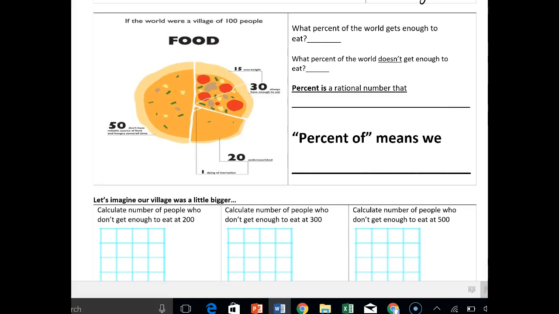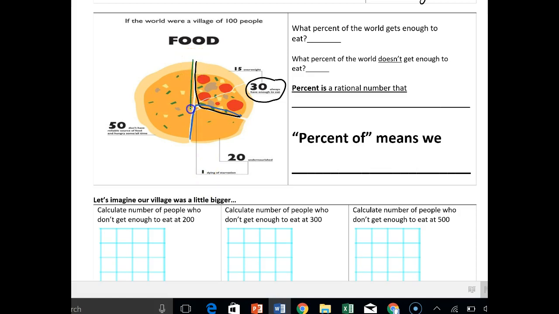If we take a look at this pizza, it's actually a graph, right? And it says if the world were 100 people, 30 people would always have enough to eat, and 15 of those 30 people would be overweight. They'd have too much to eat. Another 20 of those people would be undernourished, right? That means they don't have anything to eat almost. They're almost dying of starvation. One of them would be dying of starvation.